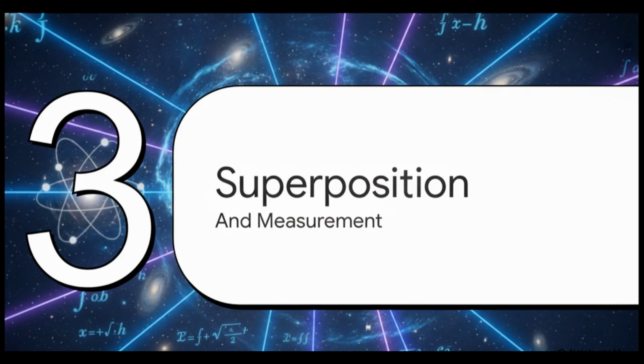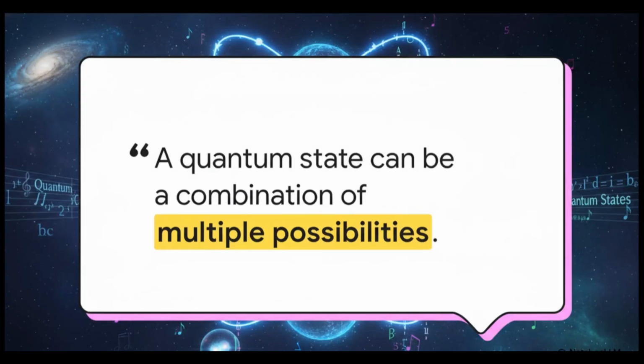Part 3. Superposition and measurement. This is where things get truly mind-bending. Think of a quantum state like a musical chord. When you play a chord on a piano, it's not just one note, right? It's several different notes ringing out together to create this complex, beautiful sound. Well, it's the exact same for a quantum particle. An electron's spin doesn't have to be strictly up or strictly down. Because of a property called quantum superposition, before it's measured, that electron can actually be a combination of multiple possibilities all at once.